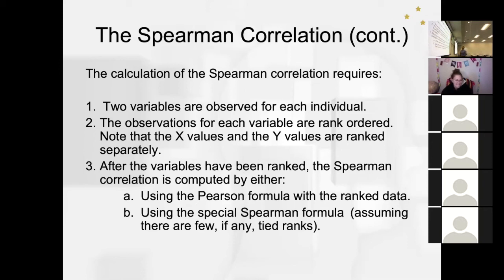All right, so the calculation of the Spearman correlation requires that the two variables are observed for each individual, like with that Pearson correlation. The observations for each variable are rank ordered. And note that the rankings for X and Y values are done separately, right? So you rank from 1 to N for X, and you rank from 1 to N for Y separately.